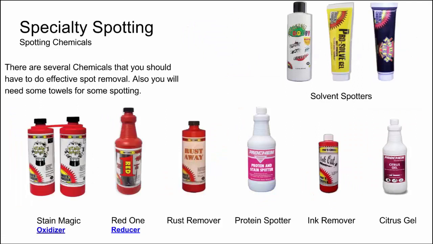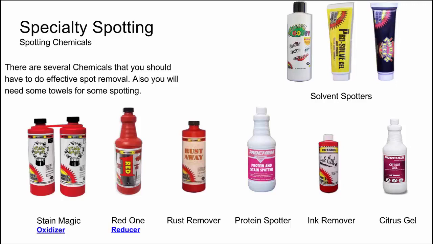Now the spotting chemicals. There's a few of these, and there's a few more, of course, that I have listed. These are the basics. This is what you should have in your possession at any given time so you can get most any spot out. If it can be removed, you can typically get it out.